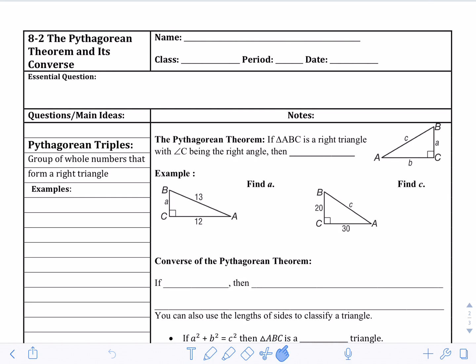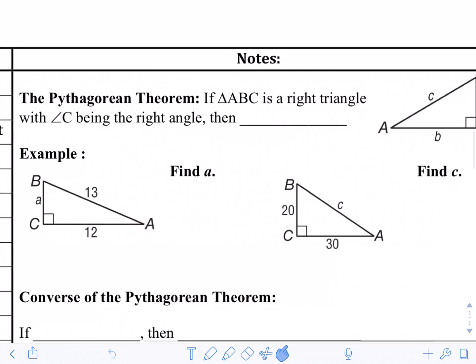Alright, this is the 8-2 notes, so you're going to learn about the Pythagorean theorem, which you already know, and the converse of the Pythagorean theorem. So we're going to start right here. It says the Pythagorean theorem: if triangle ABC is a right triangle with angle C being the right angle, then what you know from this is that A squared plus B squared is equal to C squared.